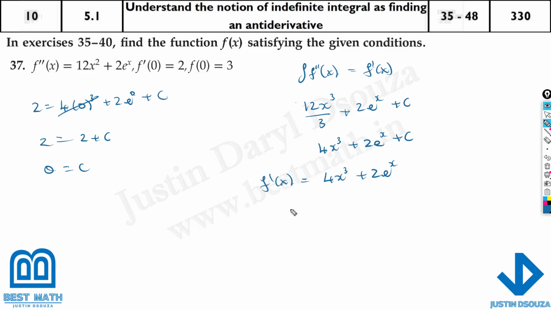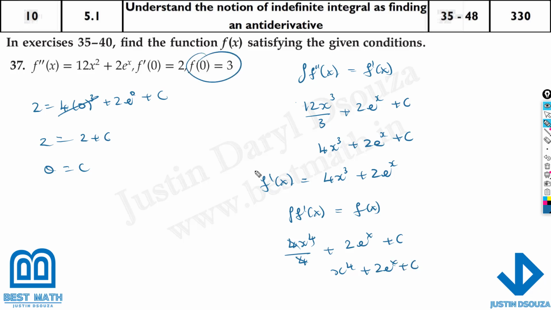Now again let us integrate f prime of x and you will get f of x. So we are integrating it twice. So now let's integrate the above one. It will be 4x power 4 by 4 plus 2 e to the power x itself. But then this plus c here, this cancels off. You have x power 4 plus 2 e to the power x plus c.